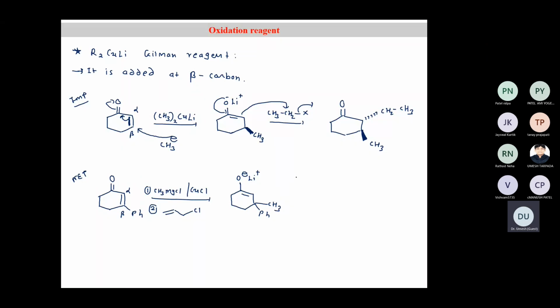And next time when you react it with allyl, the methyl group is less bulky, so it remains towards the incoming nucleophile at alpha position. Next time it reacts with allyl, so this alpha carbon makes the attack here, and you are getting this product.